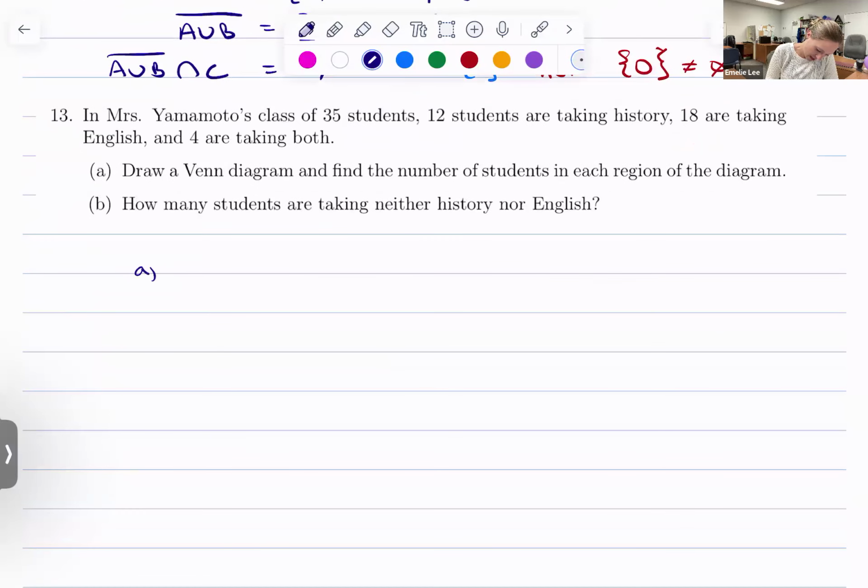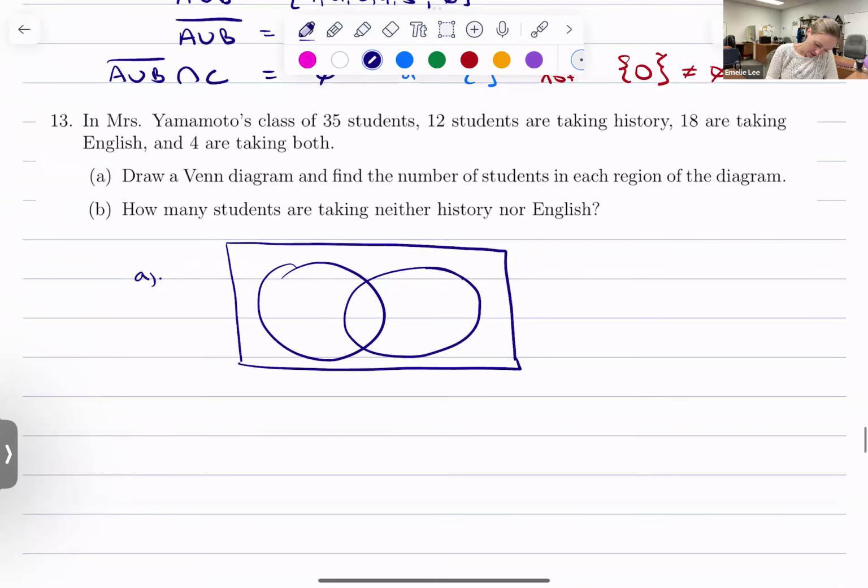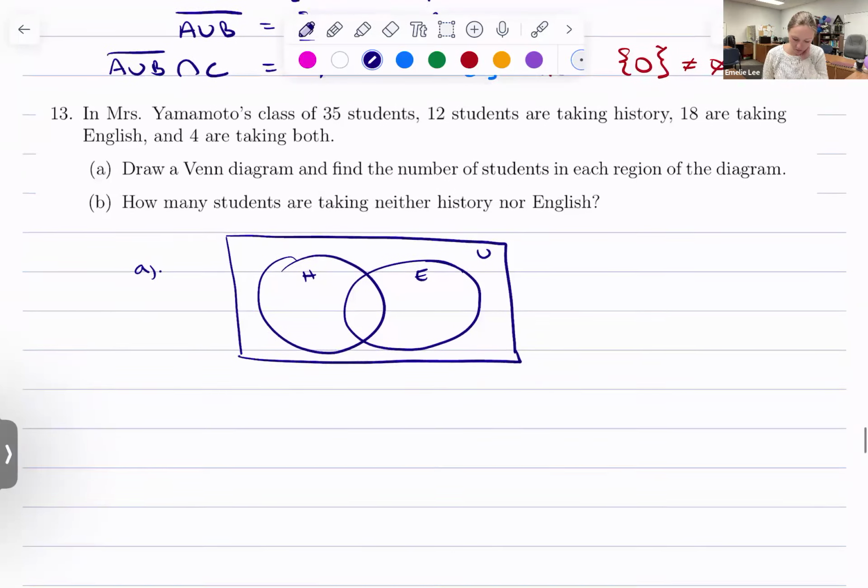And so in terms of A here, I have a 2-circle Venn diagram. And I have some taking history and some taking English, and of course, some taking both. Out here, you have everyone who is taking neither. And so here's the universal set denoted by the rectangle.